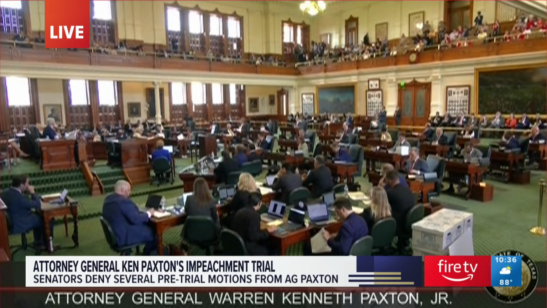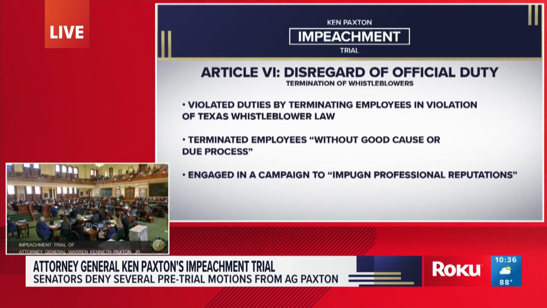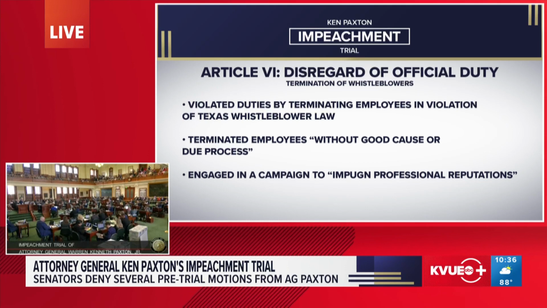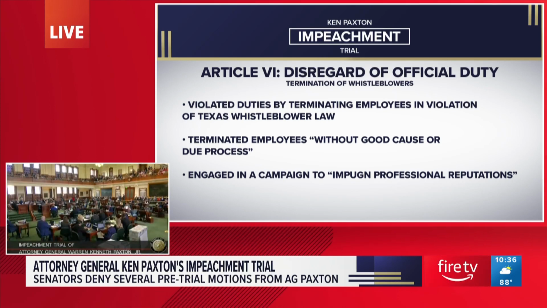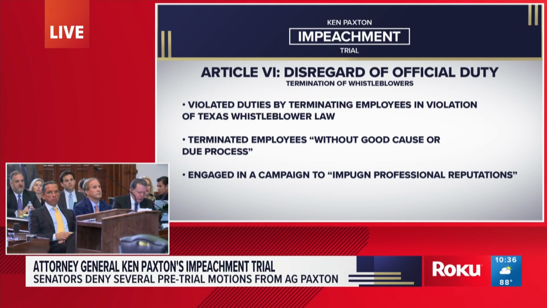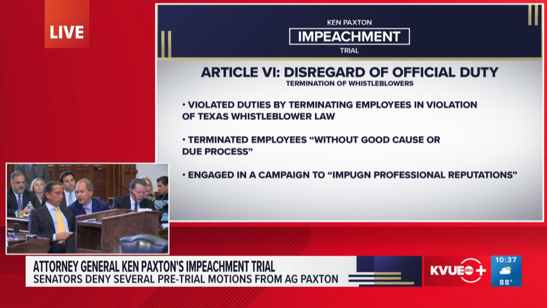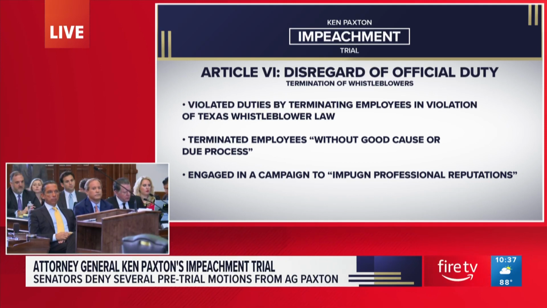Article 6, again, you're hearing this title over and over again, but Article 6 is disregard of official duty. And this one deals with Attorney General Ken Paxton's decision to fire whistleblowers who reported him to federal authorities. And Ashley, not only did that termination trigger this impeachment article, it also triggered a whistleblower lawsuit against Ken Paxton. And people who have been following this story know that in February, it was that tentative settlement for $3.3 million to settle with those whistleblowers that triggered all of this.